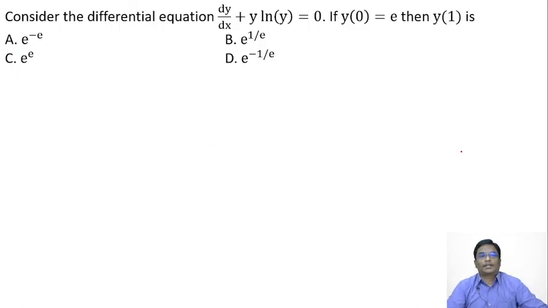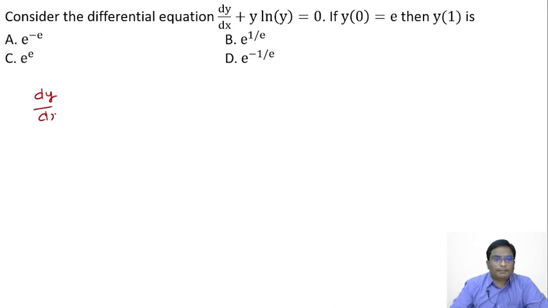Next question. Consider the differential equation dy by dx plus y into ln of y equal to 0. And they are given the initial condition y of 0 equal to e. Then they're asking what is y of 1. This is also simple. dy by dx plus y ln y is 0, or directly dy by dx we can write as minus y ln y.